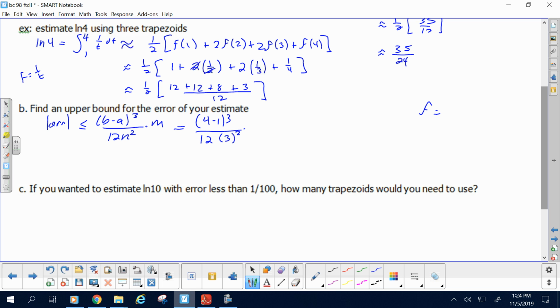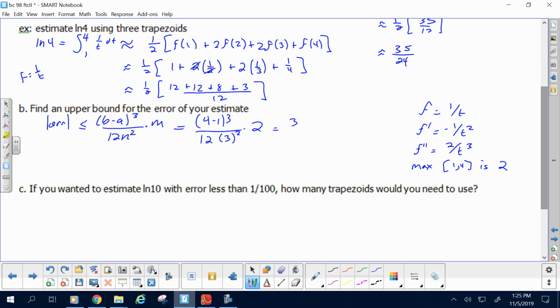So what is the function? Okay, this is a very common source of error. So what's the function? Is it natural log or is it 1 over t? 1 over t. Okay, the function is not what you're integrating. We're integrating 1 over t. F prime is negative 1 over t squared, so F double prime is 2 over t cubed, right? Unless I made a mistake. 2 over t cubed. What is the max on 1 to 4? Yeah, it's a decreasing function, so wouldn't it be at its greatest when t is at its least? So at 1, this F double prime is 2. That's our M value. Do you see where I'm coming from?